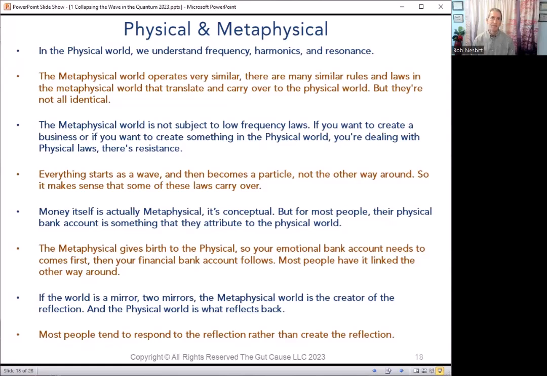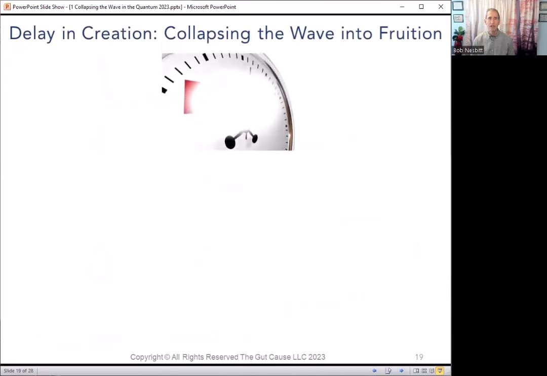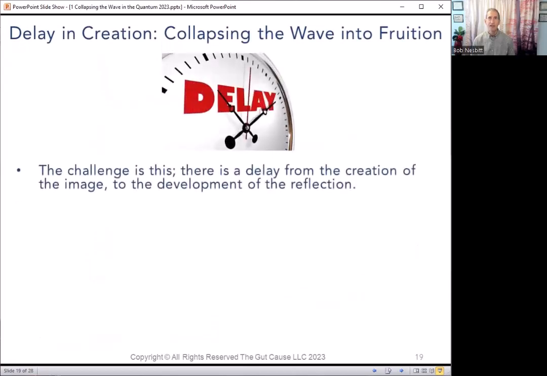Hence, most people's lives are like Groundhog Day. Different person, but same relationship. Different business, but same financial status. So if you can start to realize that we can shift our focus from chasing the reflection, which is what most people do, to creating the reflection, would that not be more useful? So then we have this delay in creation of collapsing the wave into fruition. And the challenge is this.